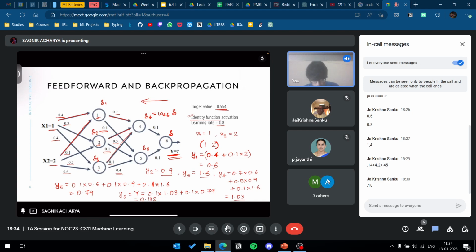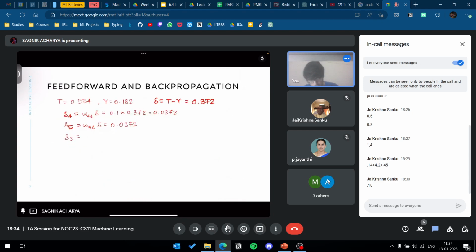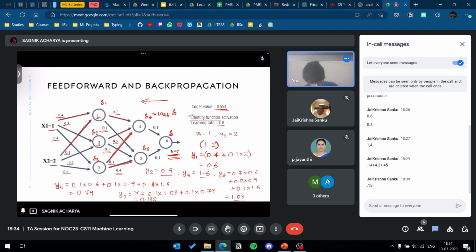So what is delta 3? Delta 3 we need from both delta 4 and delta 5. So it is this connection times delta 4 and this connection times delta 5, right? So this connection is 0.1 and this one is 0.4, right? So this is W34 times delta 4 plus W35 times delta 5, right? So that is equal to 0.1 and 0.4, right?